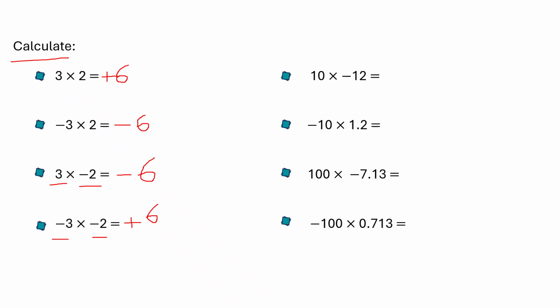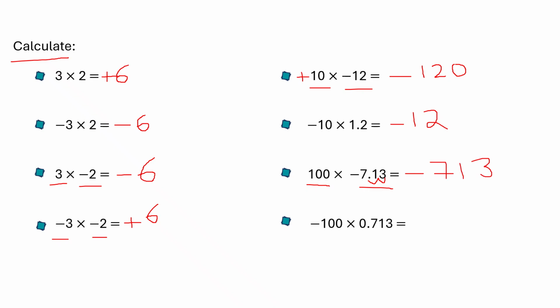Next up, we've got 10 times minus 12, which is minus 120, because we've got a positive times a negative. So when the signs are different, the sign of the answer is going to be negative. Minus 10 times 1.2, that'll be minus 12, or negative 12. 100 times minus 7.13, so we've got a positive times a negative, put a negative as a sign. 100 times 7.13, the decimal point moves 2 places to the right, so we get minus 713 as our answer.